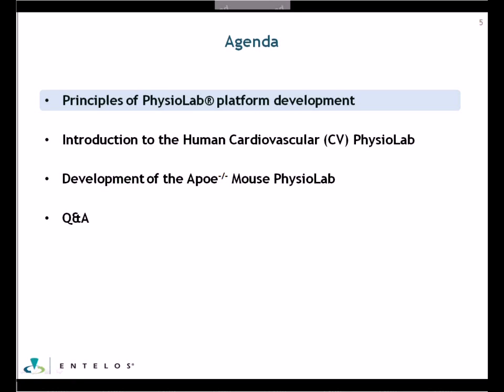Just a note that throughout the presentation, I may alternately say CV when I mean cardiovascular. The CV Physiolab provided the basis for the development of a model of plaque growth in a genetically altered mouse, also known as the ApoE knockout mouse Physiolab. I'll finish up the talk by describing the whys and the hows of that transition from human to mouse model and some of the things we learned about the biology along the way.